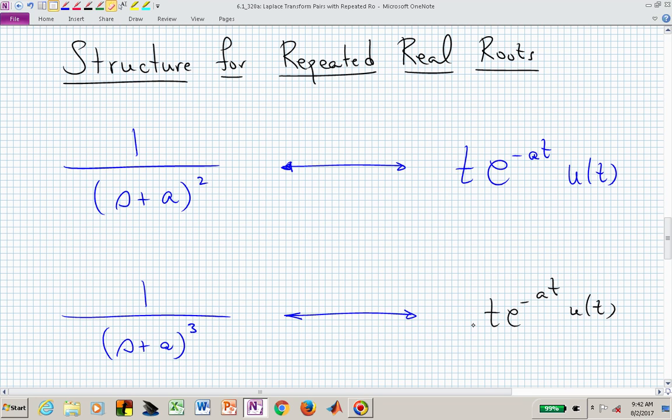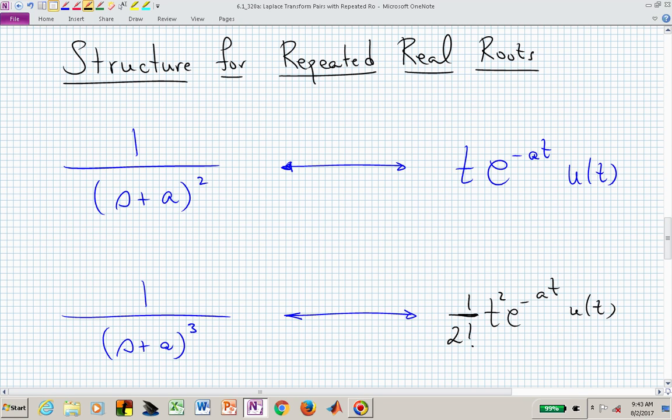And in fact, as we add more and more poles, we also have to introduce a little bit of a change in the coefficient that scales that expression. But now the inverse Laplace transform of 1 over the quantity s plus a cubed will be 1 over 2 factorial.